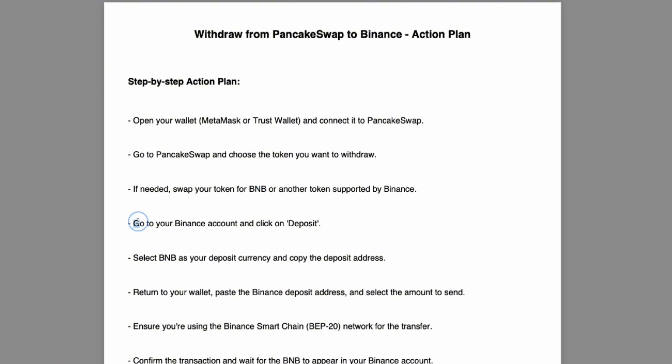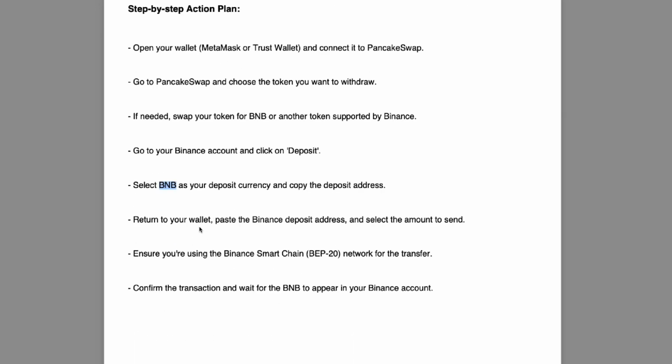Alright, then you need to go to your Binance account and then click deposit. And now you need to select BNB, for example, as your deposit currency, and then you need to copy the deposit address. In this case it is BNB, but this can of course also be Ethereum, XRP, Bitcoin, whatever you are withdrawing.